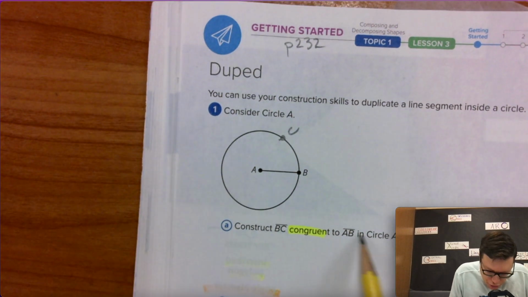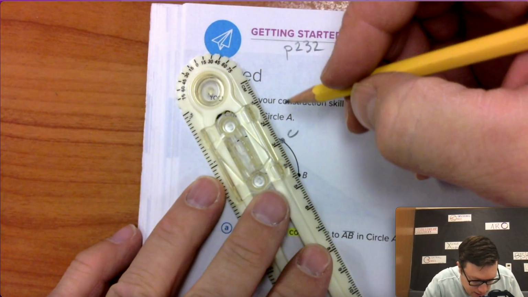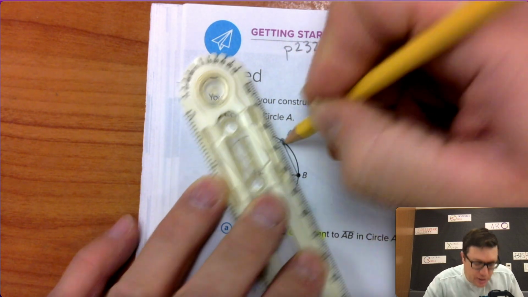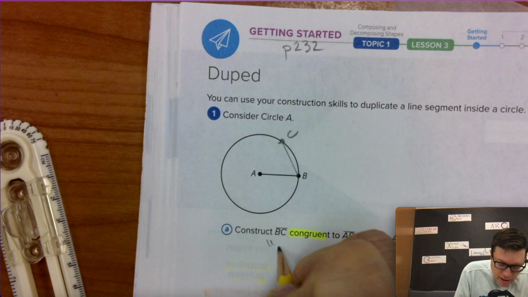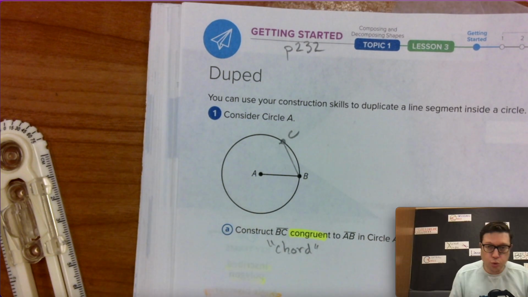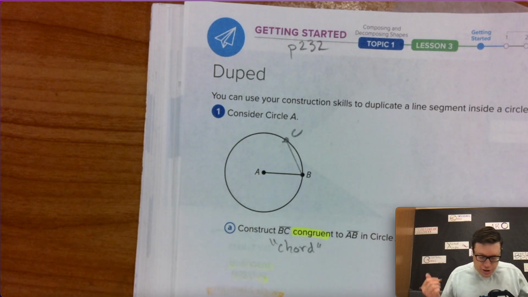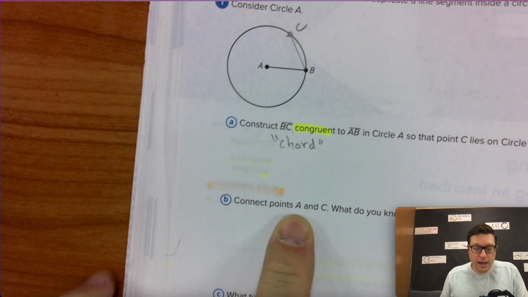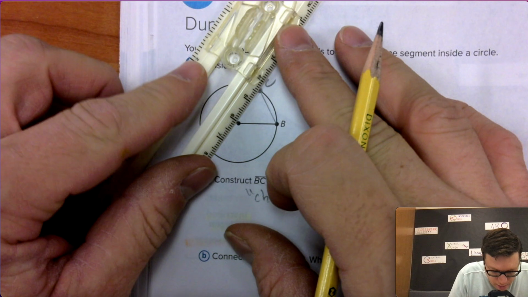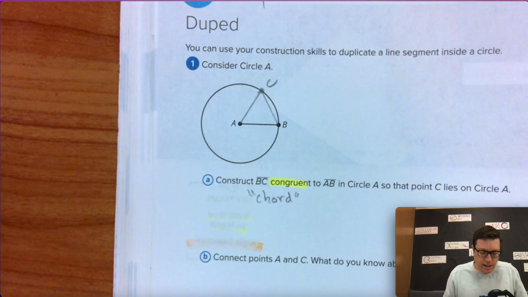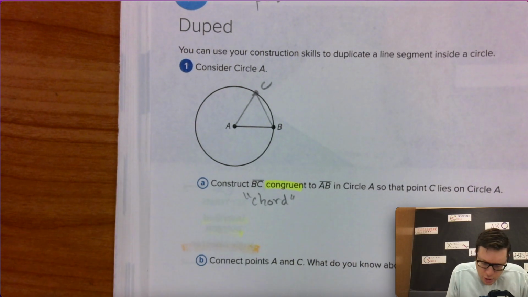So construct BC. I need to draw BC. There it is. From point B to point C, there's the chord. It's called a chord because it goes across the circle. And it lies on the circle. Yeah, check. There we go. Okay, connect point AC. So ruler, straight edge, connecting point AC. There it is. Check. What do you know about the length of AC?